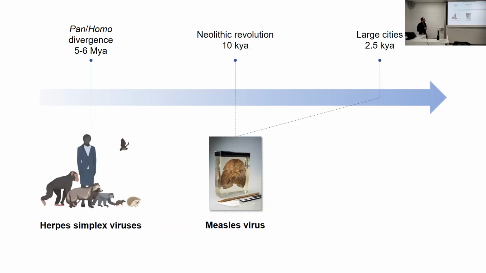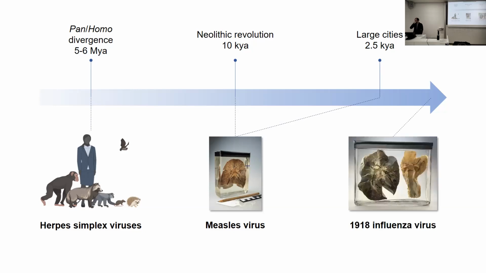And today I will present three examples. Two of them pertain to these three exemplary processes or events that I just mentioned, and they have to do with two sets of viruses: the simplex viruses and the measles virus. And then, even closer to us, there are recent pandemics about which we can learn a lot using ancient specimens.